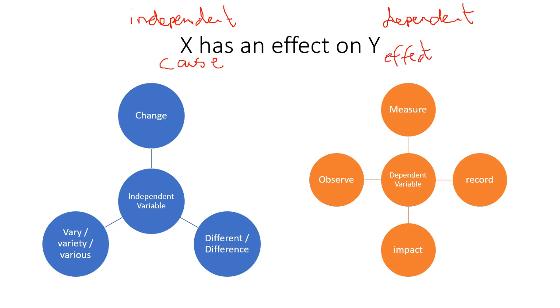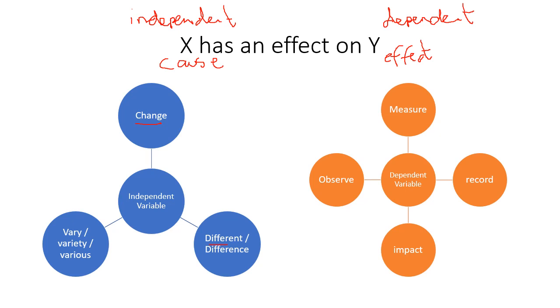As well as that, there are some words that might help you. If you see change, the scientists changed the temperature, then you're looking at the independent variable. If there were different temperatures used, then it's an independent variable. If they're using vary or variety, the scientists used various different positions, the scientists used a variety of different temperatures, these all give you a clue that you are looking at the independent variable.